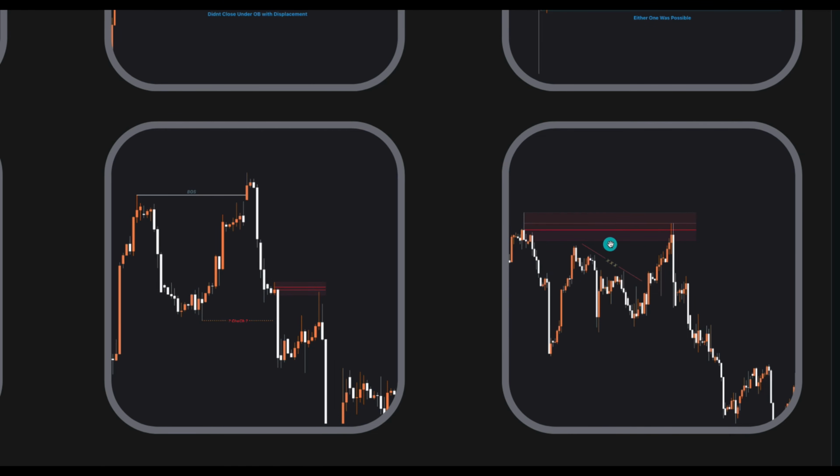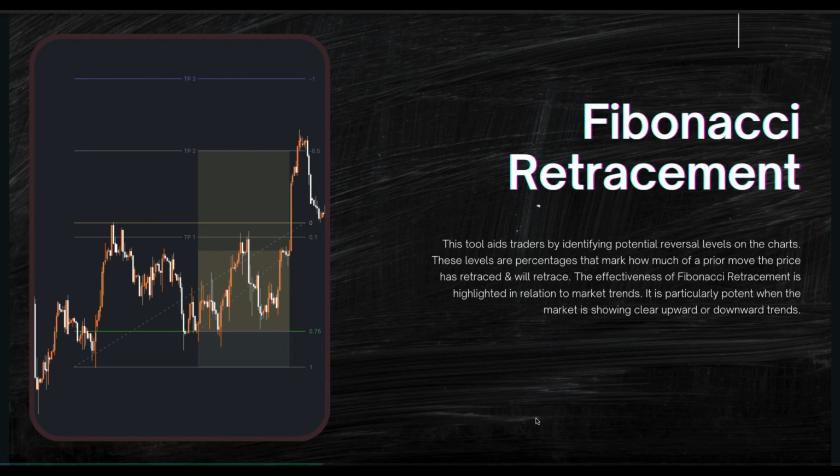Pretty easy, pretty simple. All right, let's talk about Fibonacci retracement. This tool aids traders by identifying potential reversal levels on the charts. These levels are percentages that mark how much of a prior move the price has retraced and will retrace. The effectiveness of Fibonacci retracement is highlighted in relation to market trends. It is particularly potent when the market is showing clear upward or downward trends.